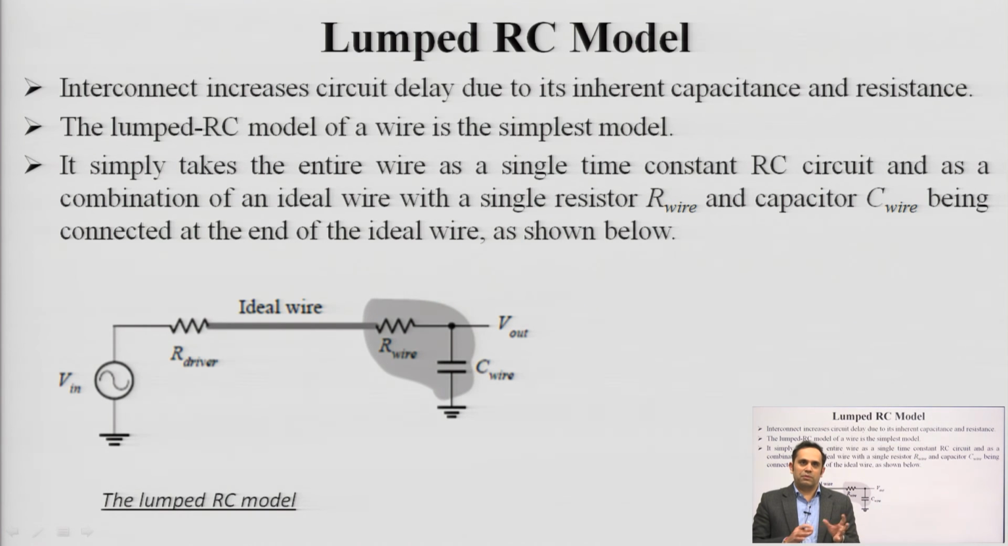Okay. So, the entire resistance is averaged over and the entire capacitance is averaged over, and you get one single value. The entire wire is represented by a single value of R and a single value of C. It is assumed to be connected at the end of an ideal wire. An ideal wire is one which does not have any resistance, any capacitance, no inductance, no delay. So, this series RC circuit gets connected at the end of the ideal wire to calculate the delay.